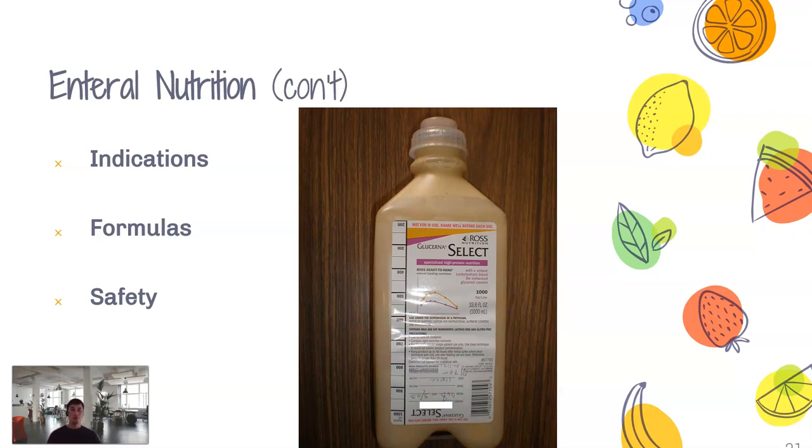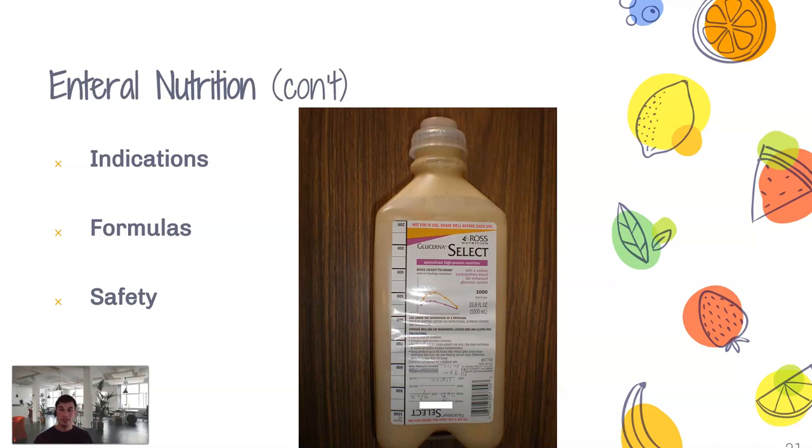You can experience renal formulas. For patients that have renal failure or renal insufficiency, this formula limits the amount of potassium, sodium, and nitrogen intake. Two more that we'll talk about: a pulmonary formula, which provides 55% of the calories as fat so that less CO2 is produced. And this formula will be used for enteral nutrition for patients that have some type of lung disease.